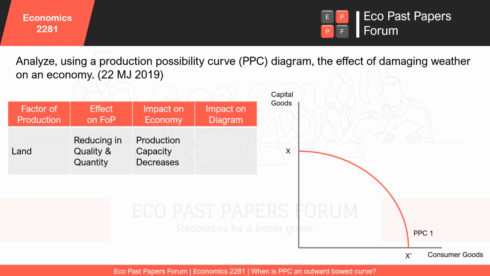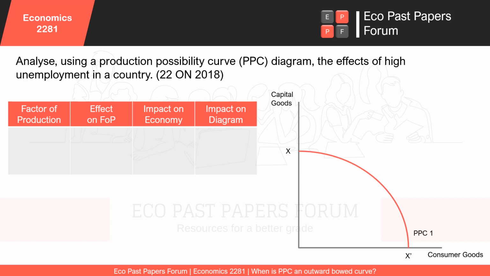I'm assuming that the damaging weather is mostly affecting the fertile land, which is going to erode the soil and reduce the quantity and quality of land, which will decrease the production capacity of an economy. And this will cause the PPC to shift inwards. So the PPC will move from PPC1 to 2, and the quantity of consumer goods will shift from X dash to Y dash, and capital goods will shift from X to Y.